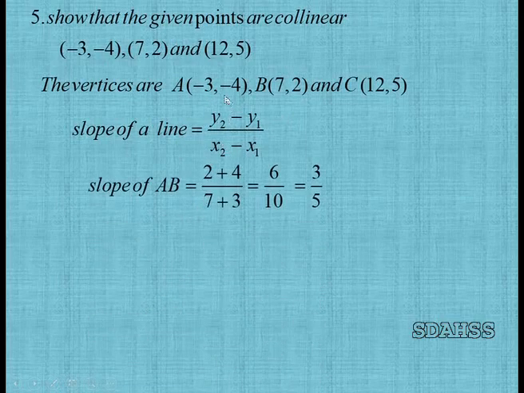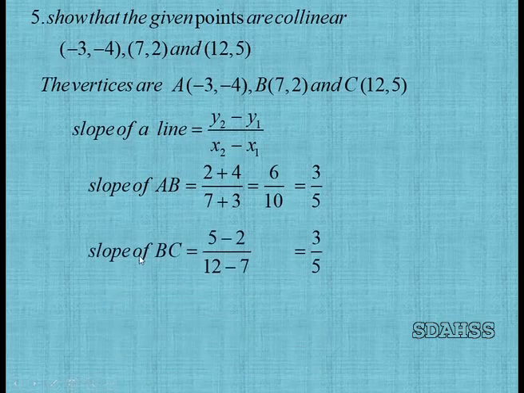Slope of AB is equal to, this is x1 y1 and this is x2 y2. Substitute the values. So 2 plus 4 divided by 7 plus 3 is equal to 2 plus 4 is 6 divided by 7 plus 3 is 10. Cancel the numerator and denominator by 2 tables, so you have 3 by 5. Then you find slope of BC.